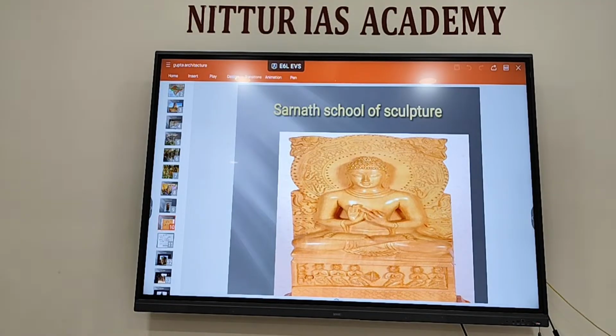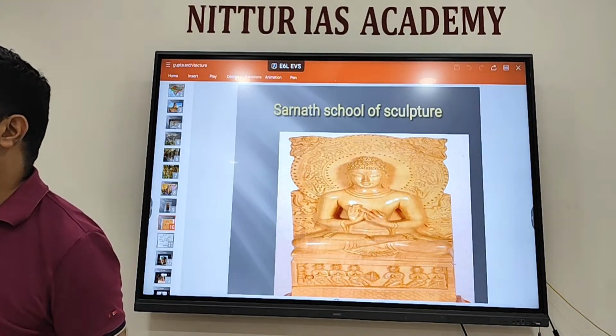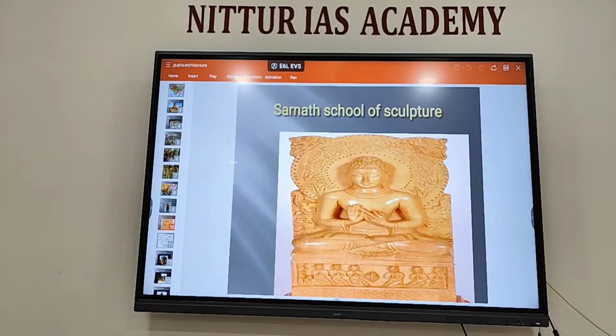The halo is more decorative, and there is a graceful body, that is a slim body and rounded shoulders. No muscular details are being seen.